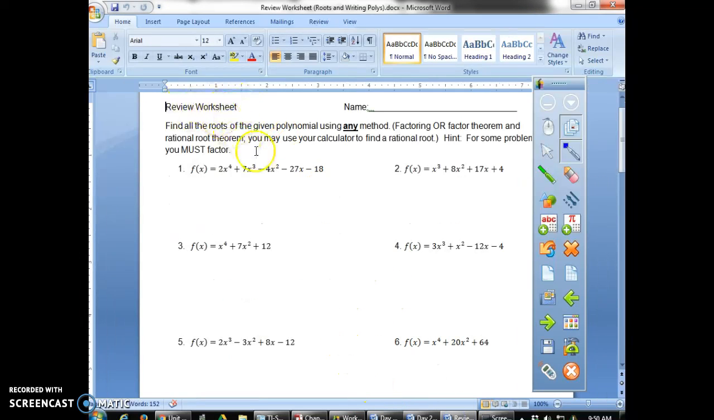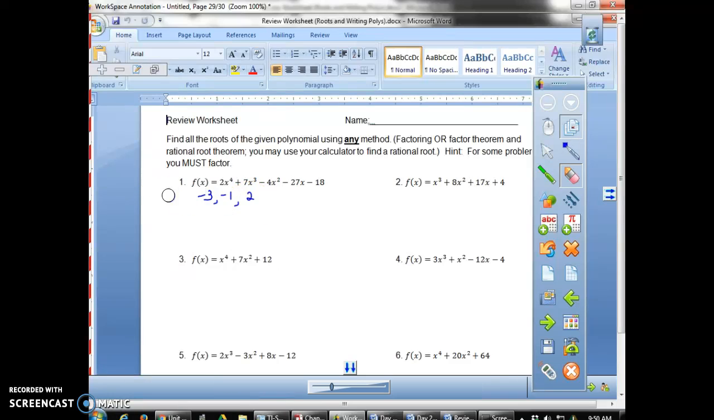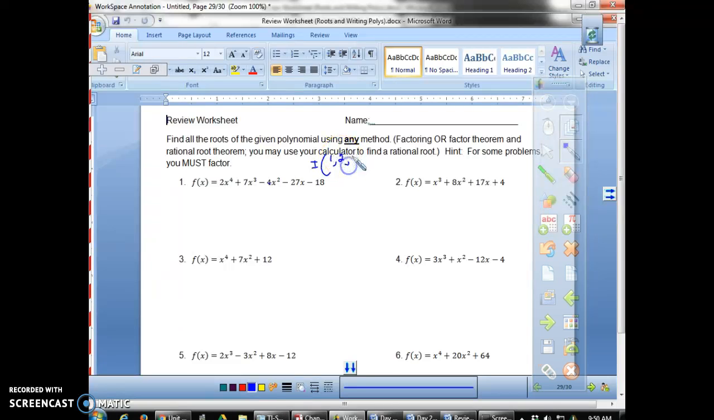It says review worksheet. And when I look at this first one, I'm supposed to find all the roots. I might need to factor. So what I'm going to do is think about all the different possible roots I could have. So I could have 1 times 18, 2 times 9, 3 times 6, then I have 6, then 9, then 18, all over 1 and 2. And of course, I want to write all these out, but I need to make sure I recognize I could have some fractions in here.